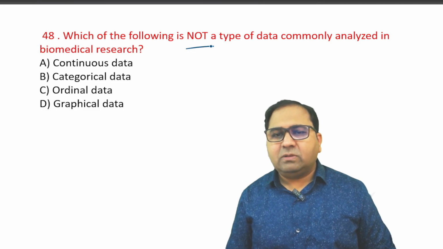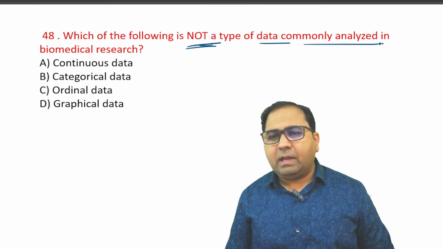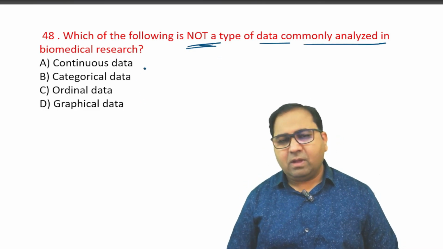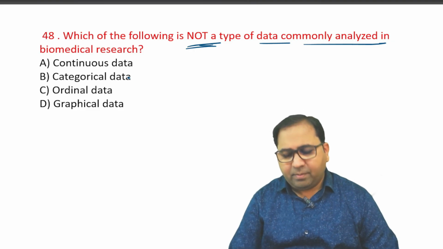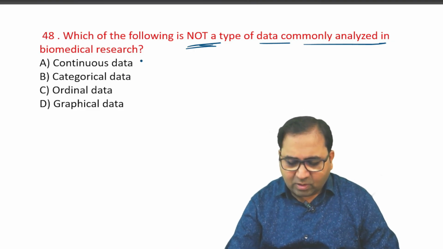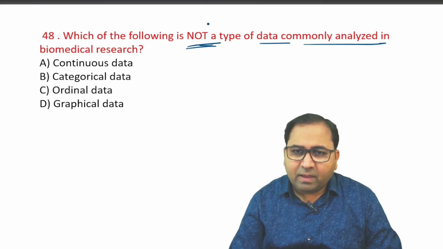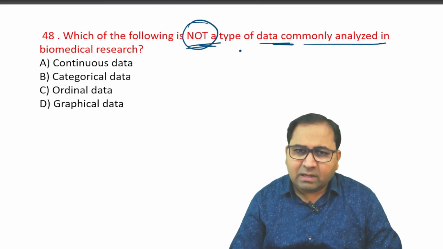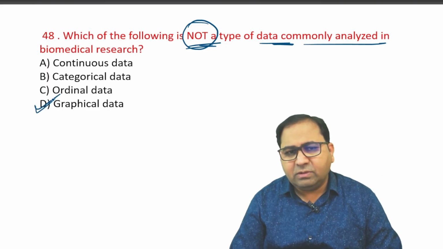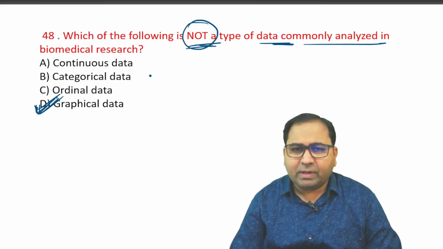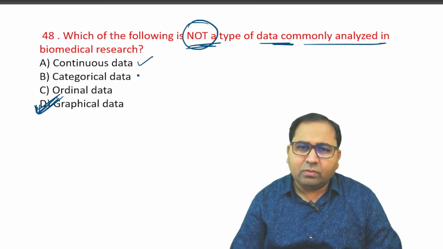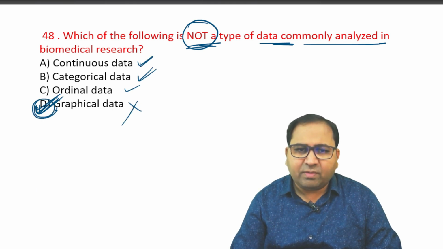Which of the following is not a type of data commonly analyzed in biomedical research? Options are A. Continuous data, B. Categorical data, C. Ordinal data, or D. Graphical data. Which data is not commonly analyzed in biomedical research? You do not use graphical data. You use continuous data, categorical data, and ordinal data, but not graphical data. So we got the answer for our question.